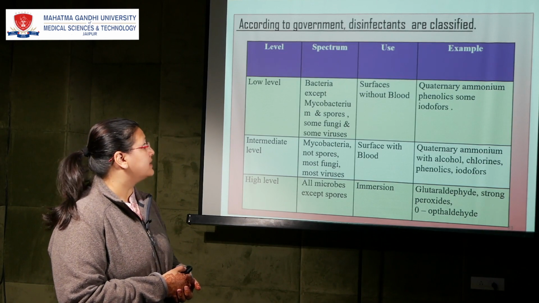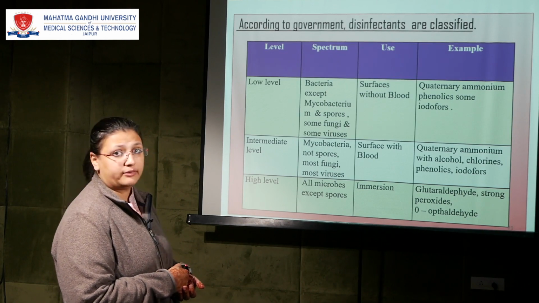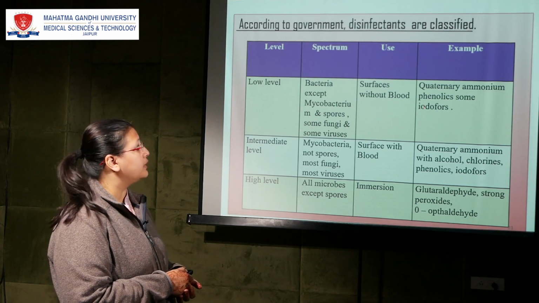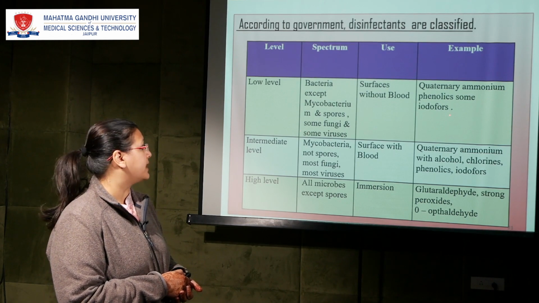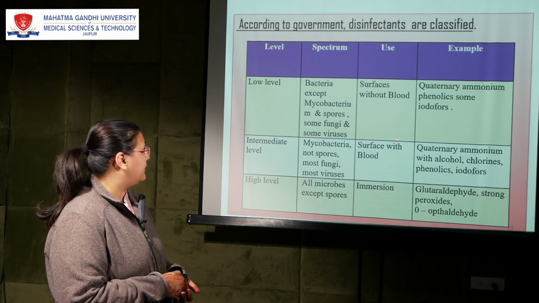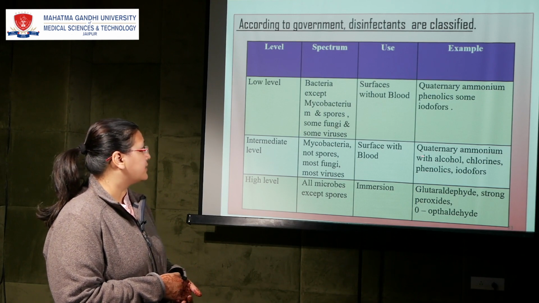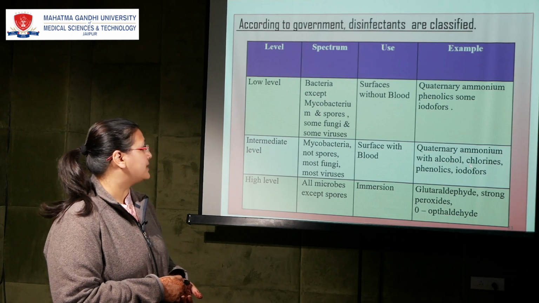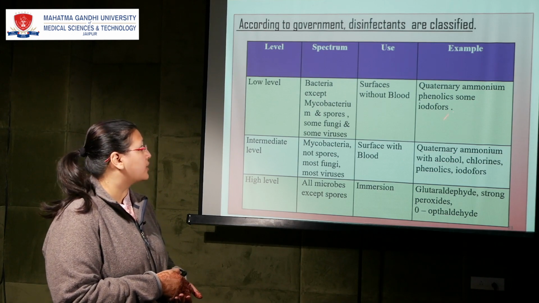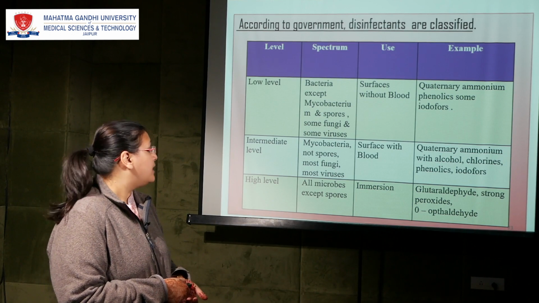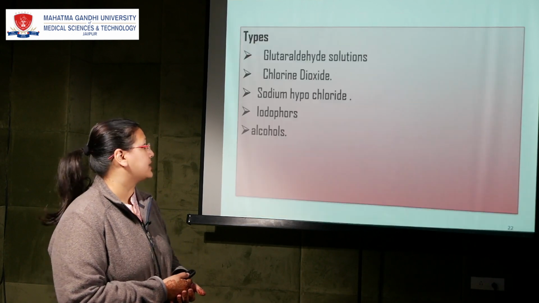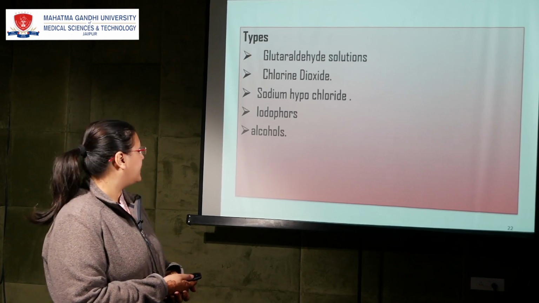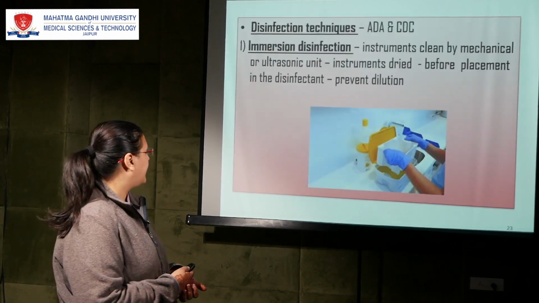According to the government, disinfectants can be classified as low level, intermediate and high level. Low level disinfectants include quaternary ammonium phenolic compounds like iodophors. Intermediate level, which are used basically on surfaces with blood, include quaternary ammonium with alcohol, chlorines, phenols and iodophors, and high level, which requires immersion of the instruments, includes glutaraldehyde or strong peroxides. So types are basically glutaraldehyde, chlorine dioxide, iodophors and alcohols.